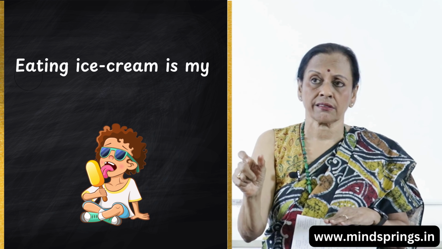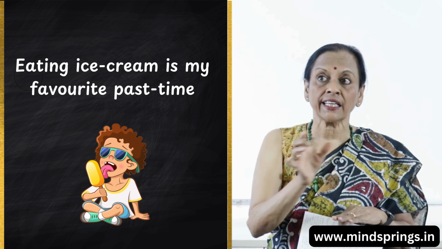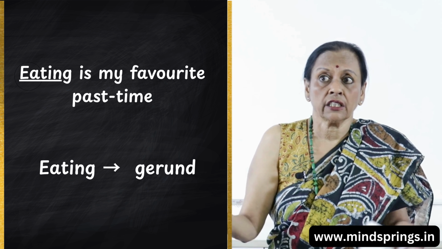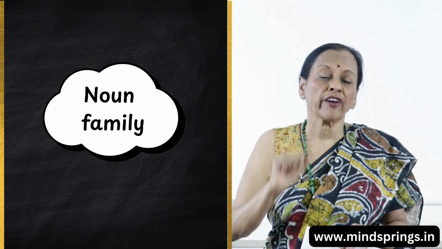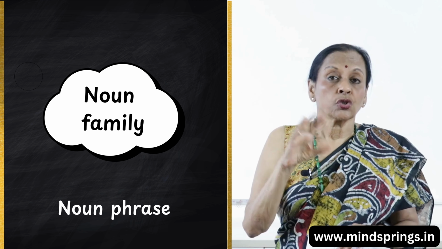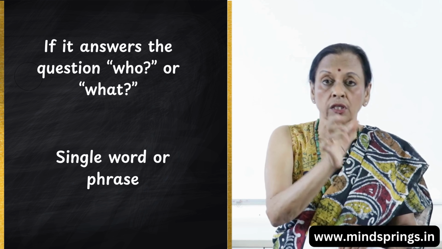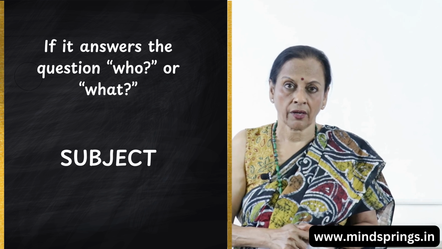Or you might say eating ice cream is my favorite pastime. So eating ice cream is a gerund. Eating is my favorite pastime. That's what you're saying. Or I can just say eating is my favorite pastime. So it can be a gerund. So it can be anything in that noun family. Sometimes it can also be a noun phrase, right? So if it answers the question who or what, whether it's a single word or whether it's a phrase, that will be my subject.